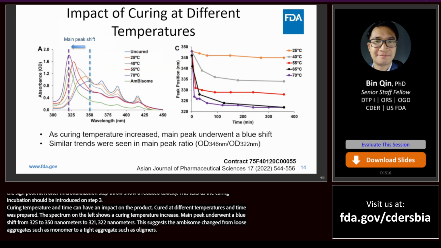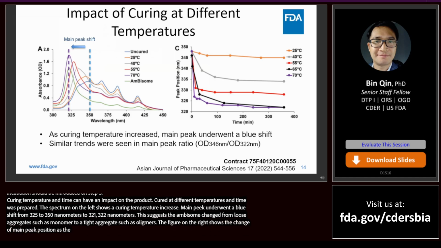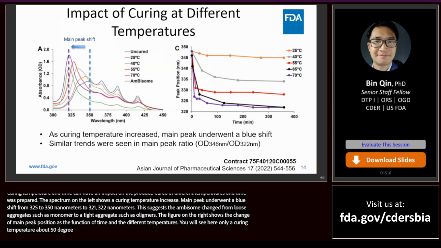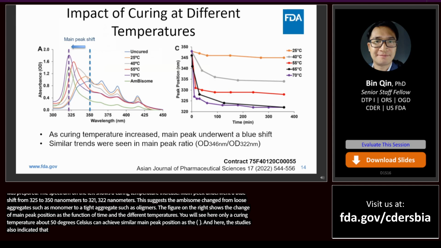The figure on the right shows the change of main peak position as a function of time under different temperatures. You will see here only a curing temperature above 50 degrees Celsius can achieve similar main peak position as the Emulsions. And here, the study also indicated that the timing of curing is also critical.